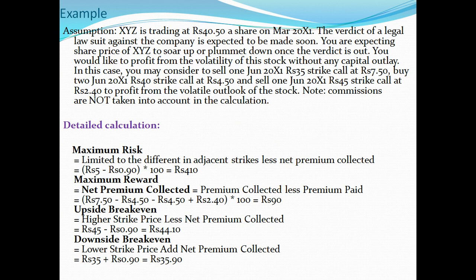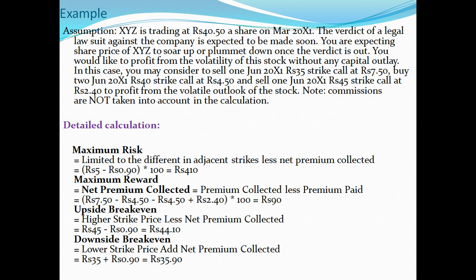Maximum risk is limited to the difference in the adjacent strike price minus net premium collected, equal to (5 minus rupees 0.90) multiplied by 100, equal to 410. Maximum reward equal to net premium collected, equal to premium collected less premium paid, equal to rupees 7.50 minus 4.50 minus 4.50 plus 2.40, multiplied by 100, equal to 100.